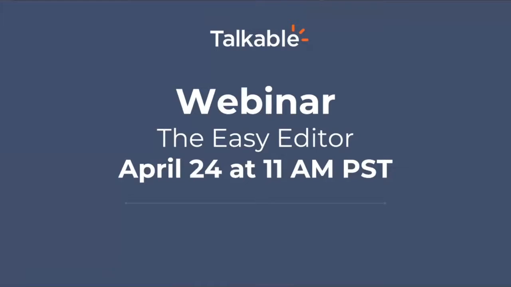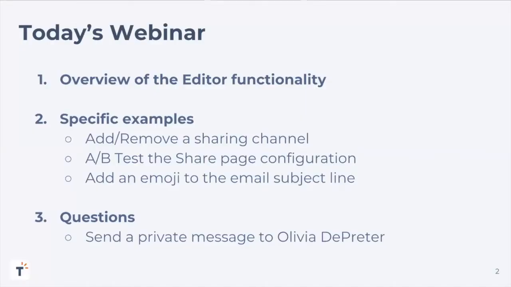Sorry about that. So today's webinar is on the EC editor, and thanks for holding out a few extra minutes. So we're going to get started. Today, we're going to look at the EC editor, the functionality there. Then we're going to specifically look at a few examples: how to add and remove a share channel, how to test the share page configuration, the layout of the share page, and how to add an emoji to any kind of copy, in this example, the email subject line.